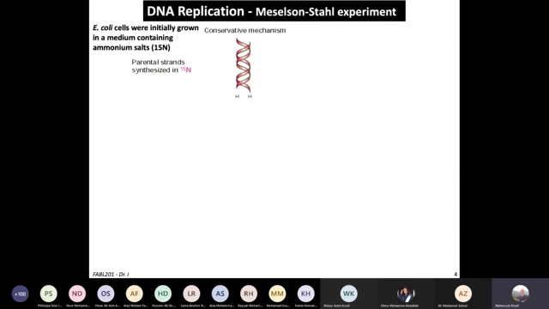So let's see what Meselson-Stahl's experiment states. They initially grew bacteria in a medium containing a heavy nitrogen atom, which we denote as nitrogen 15. And as you know, nitrogen is a main component in the formation of the nucleotides of the DNA. So the parent strand of the initial bacteria grown in that medium was all labeled with nitrogen. And this nitrogen is a kind of isotope of nitrogen.